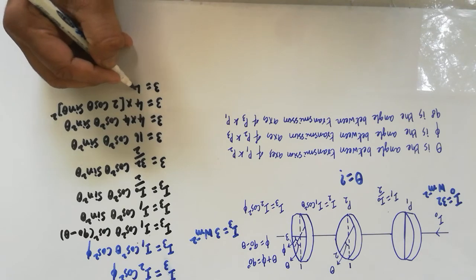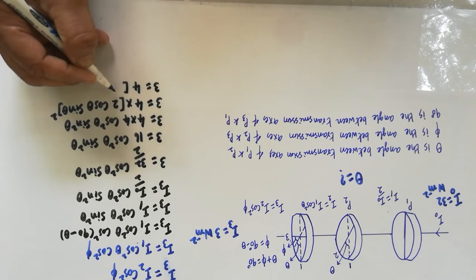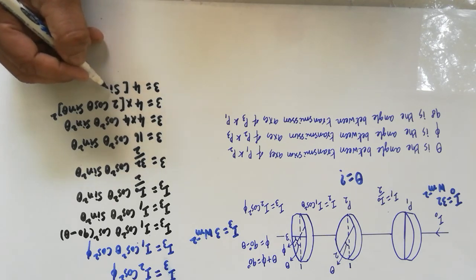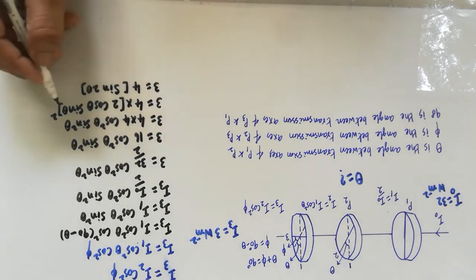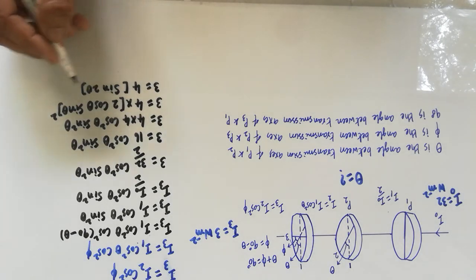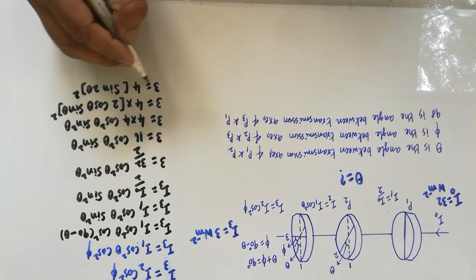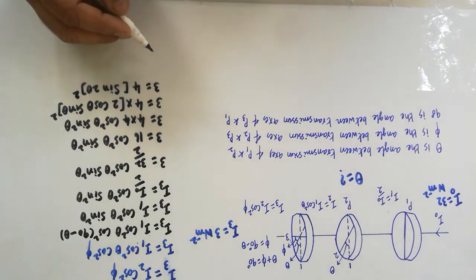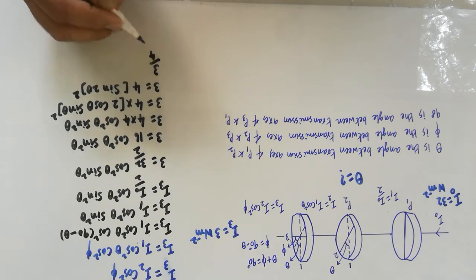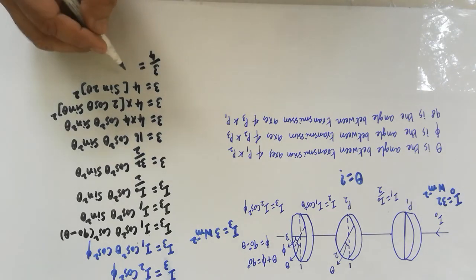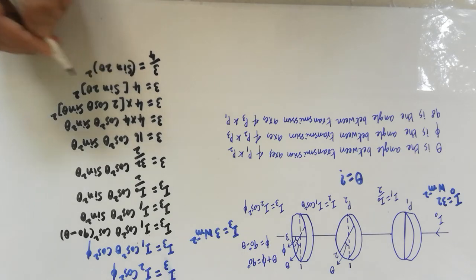3 is equal to 4 times 2 cos theta sin theta whole square. 2 cos theta sin theta can be written as sin 2 theta. This is a trigonometrical formula: 2 cos theta sin theta can be written as sin 2 theta, whole square. And then this 4 can be cross multiplied, and that becomes 3 by 4 is equal to sin 2 theta whole square.